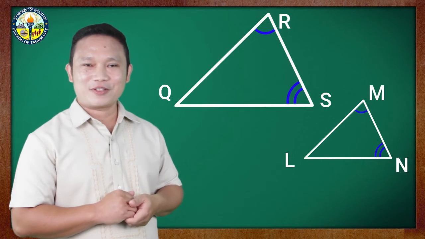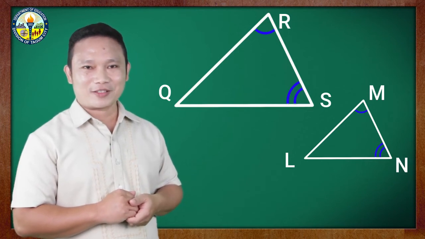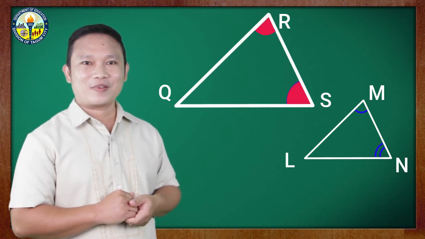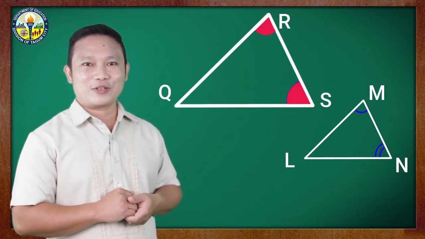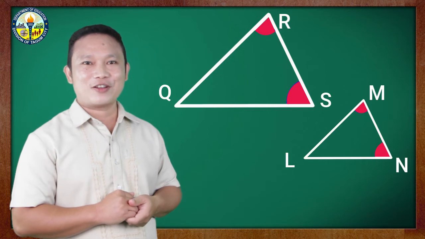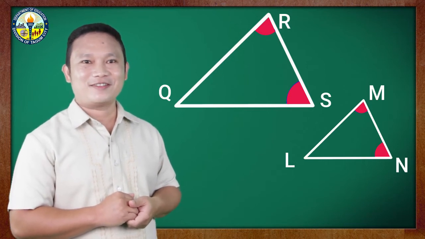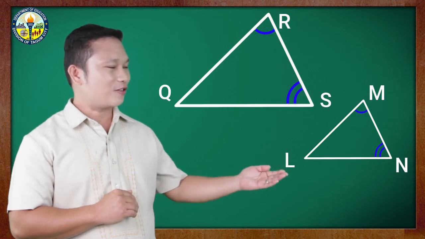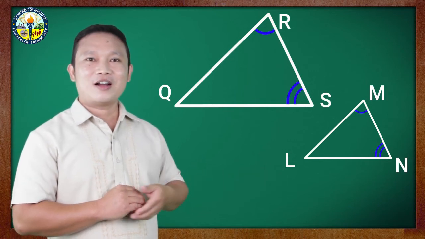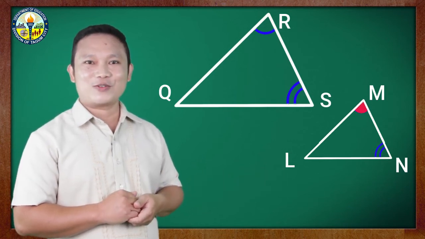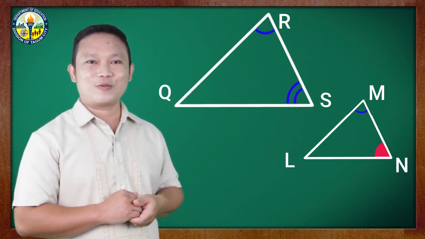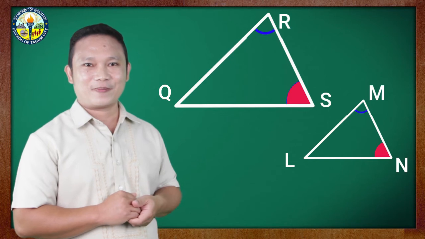What have you observed? Correct. 2 angles of one triangle are congruent to the corresponding 2 angles of the other triangle. In the given illustration, angle M is congruent to angle R, and angle N is congruent to angle S.